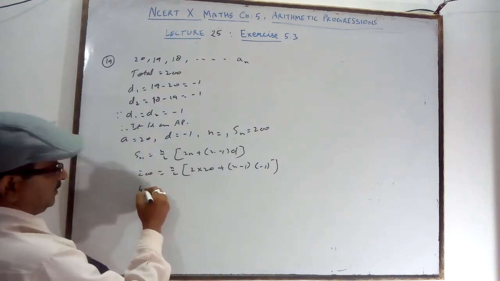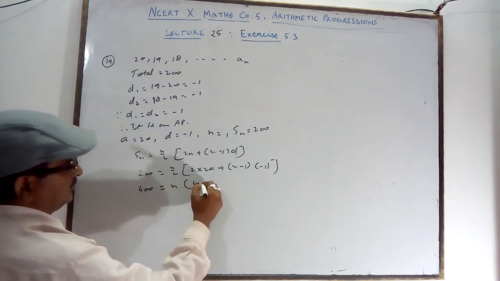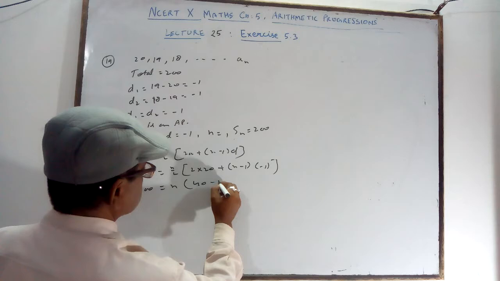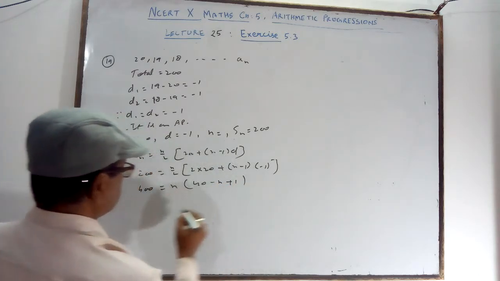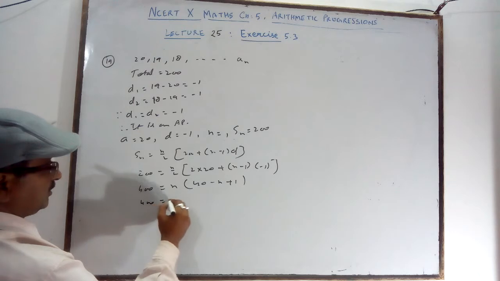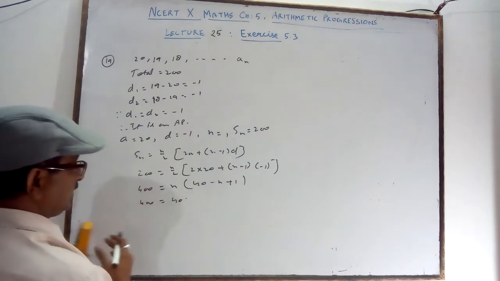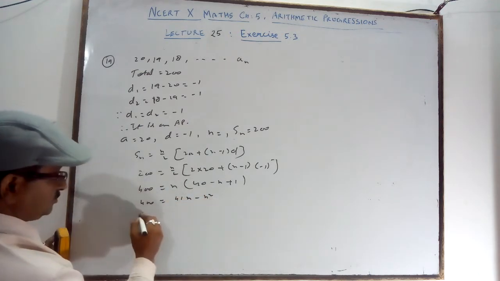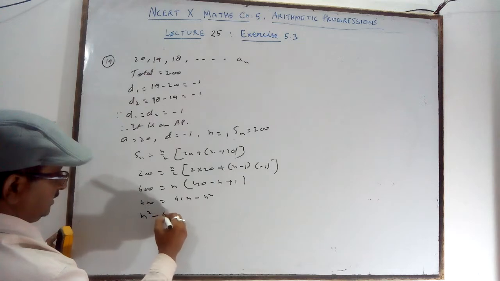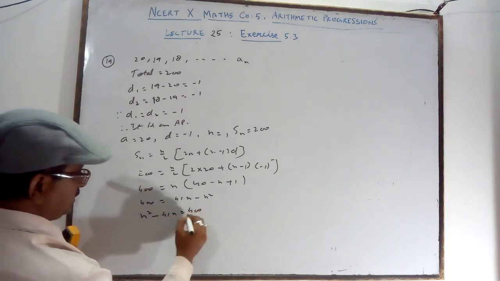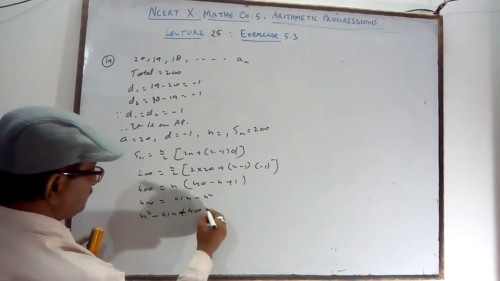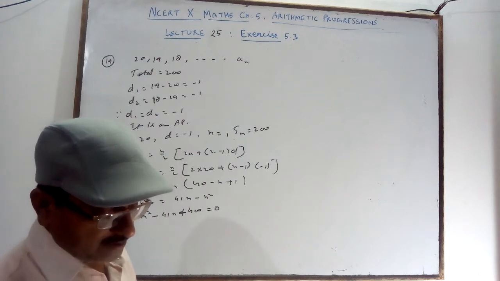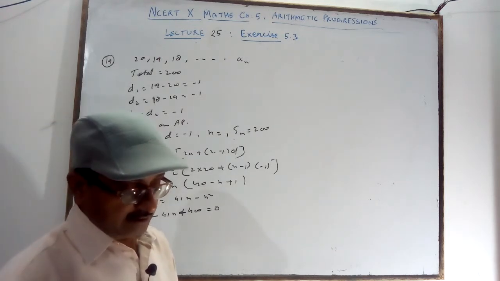So you are getting 400 is equal to n into 40 plus 40 minus n plus 1. So 400 is equal to 41n minus n square. Transpose this, and you get n square minus 41n plus 400 is equal to 0. I am transposing this side.